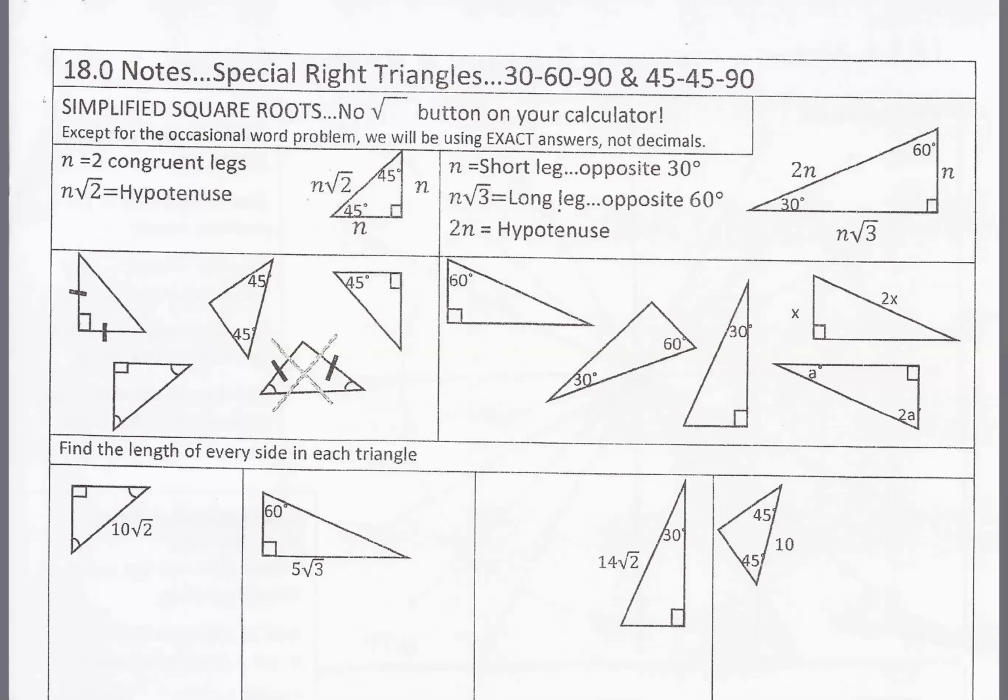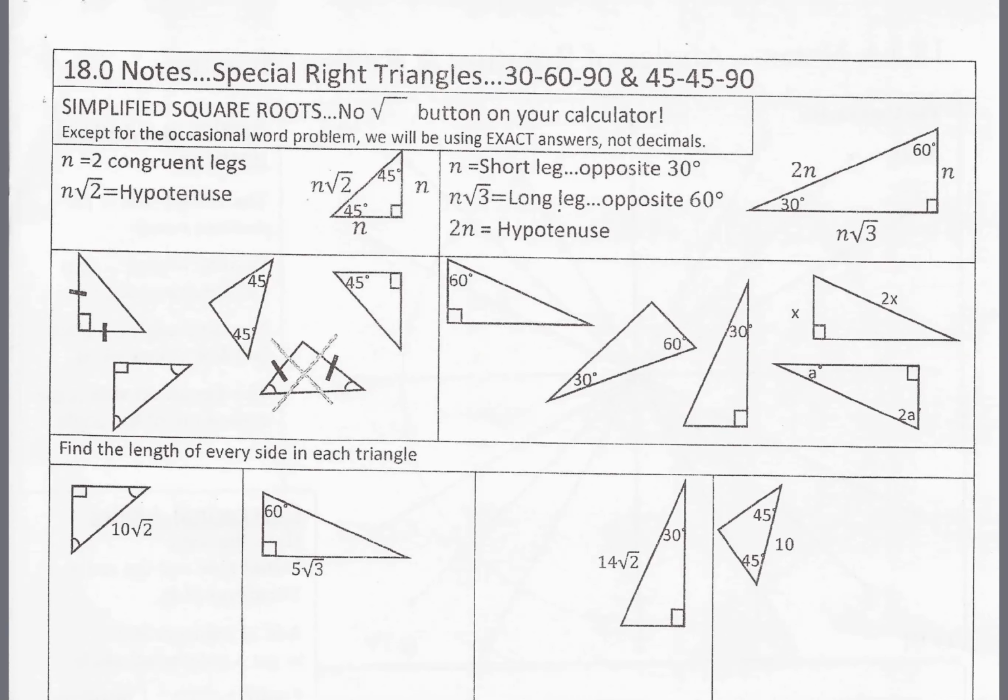Why are they special? A 30-60-90 is half of an equilateral triangle. A 45-45-90 is half of a square. So if you cut a square in half on the diagonal, you get a 45-45-90. If you cut an equilateral triangle in half, it makes a 30-60-90.